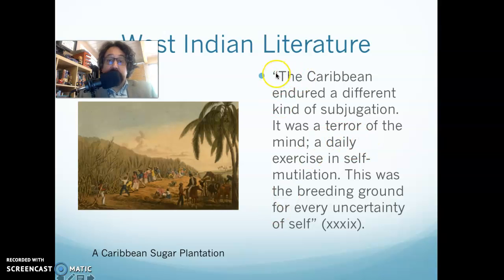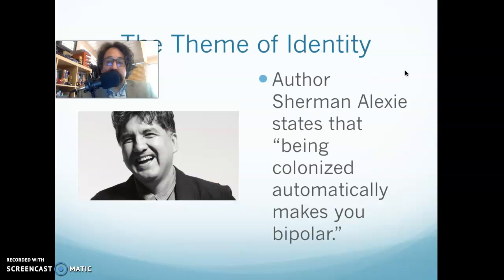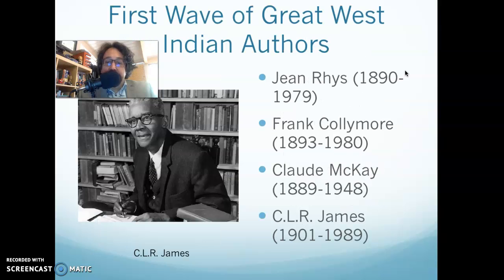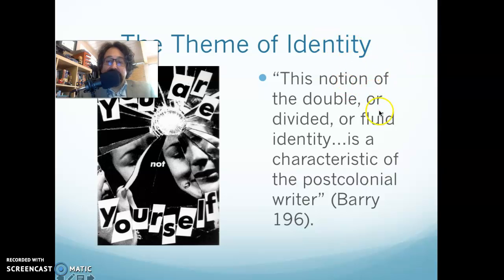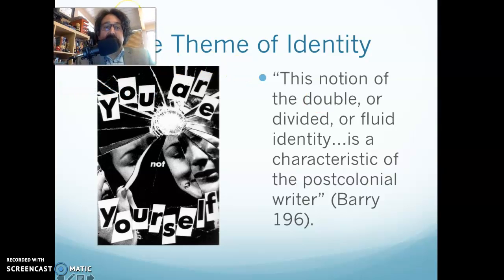I would reference this part if you're studying In the Castle of My Skin. I'm not going to go over it right here in the lecture, but it talks about the psychological perspective of the West Indians here. It talks about their identity, this whole idea of having a dual, fluctuating, or divided identity, which is a very central theme to a lot of post-colonial literature.